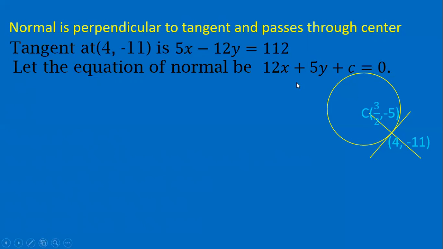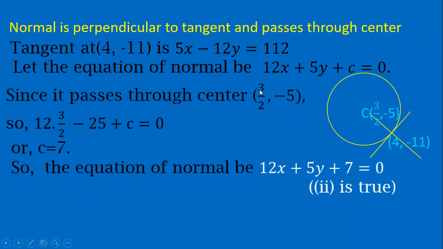So let us put this point here, 3 to and minus 5, just to get the value c. So c is equal to 7. So this is our equation of normal, 12x plus 5y plus 7 is equal to 0. This is option 2. This is also correct.